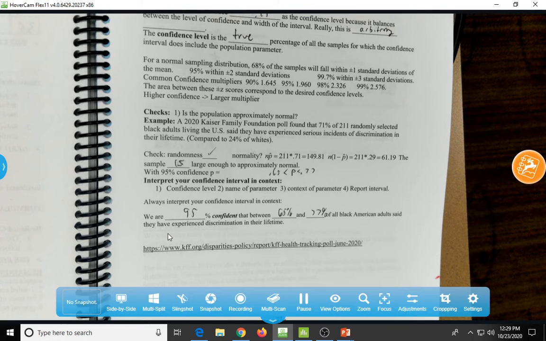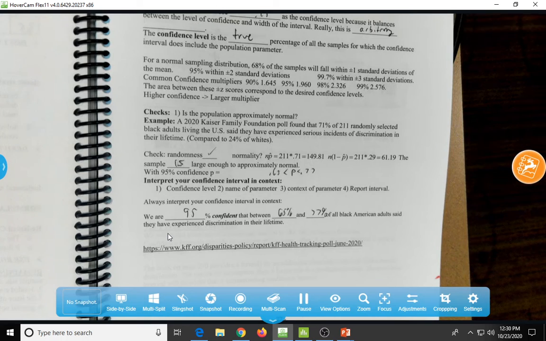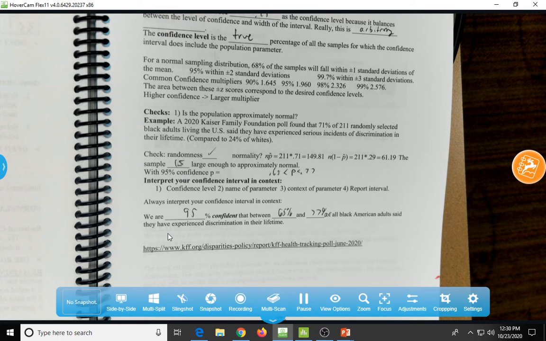But you have to be a pretty big cynic, and many times I am a cynic. So the sampling method does need to be looked at, because if you don't have a random sample, then it's not good. So it may not be that 71% of African Americans experienced discrimination, but 71% of African Americans said they experienced discrimination.